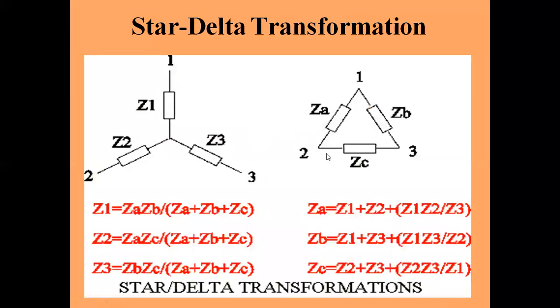So in the star delta transformation, if Z1, Z2, Z3 are the impedances in the star network, their equivalents will be ZA, ZB and ZC in delta fashion. Likewise, the same conversion formulas are there. You can convert this star to delta and delta to star by these formulas.